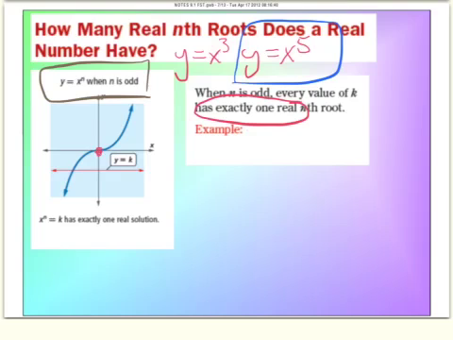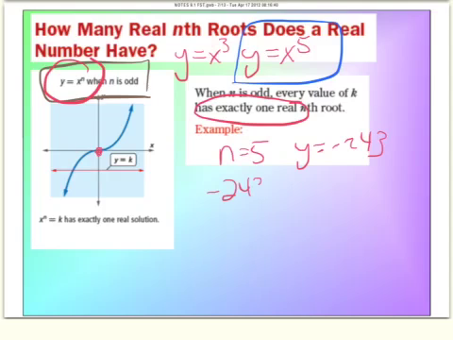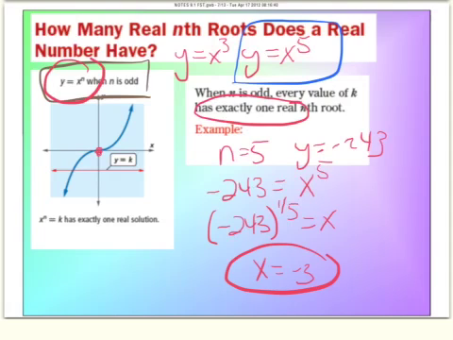Let's have, in this case, n be 5 for the equation, and we'll have y be negative 243. If you put that into this equation format, it's going to look like this: negative 243 is equal to x to the 5th power. To solve this, you would raise both sides to the 1/5 power. So you're going to have negative 243 to the 1/5 equals x. What number to the 5th gives you negative 243? That's actually going to be negative 3.